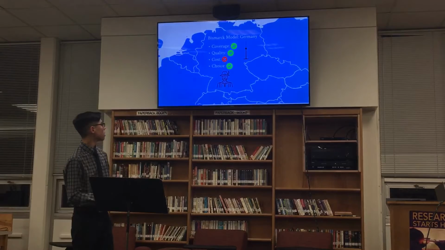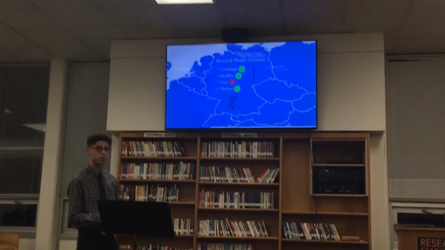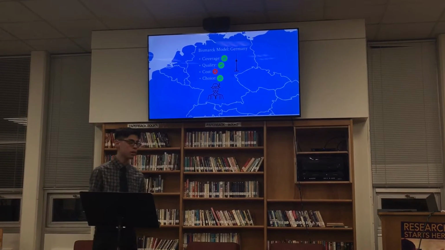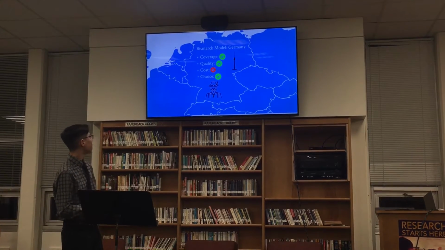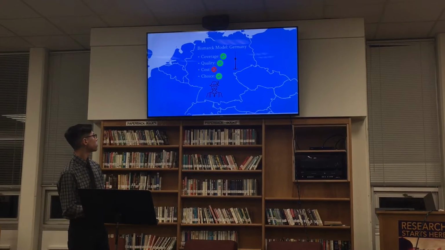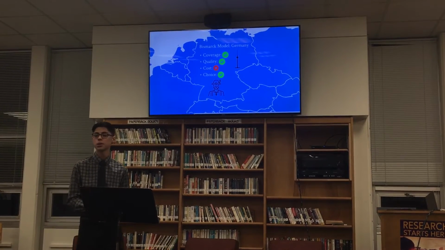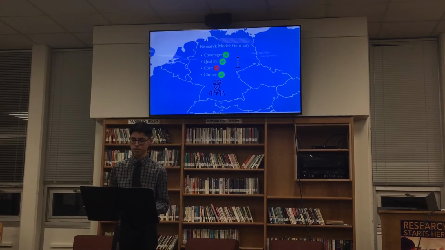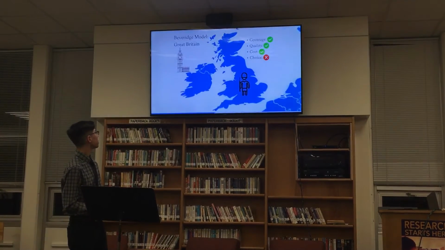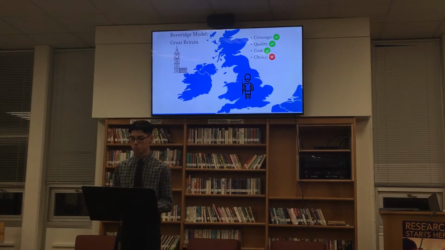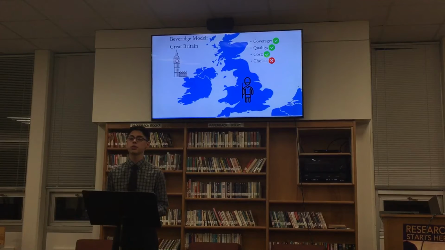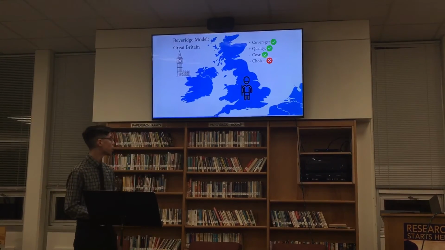So, just a few examples of healthcare systems, the top performers using each specific model. The Bismarck model is used in Germany. They have sufficient coverage, quality, and choice, but there are some lacking elements in cost. Next would be Great Britain. They use the Beveridge model. They have good coverage, quality, and cost, but their choices are quite limited.